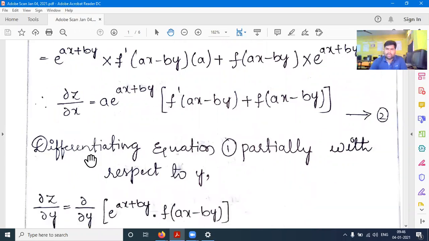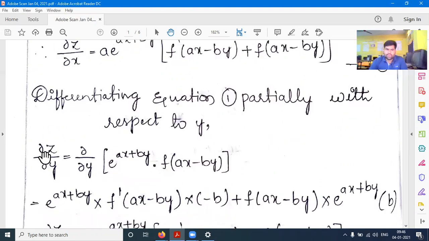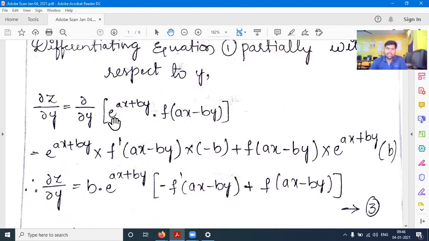Again, for equation number 1, differentiate partially with respect to y. Dou z by dou y is equal to dou by dou y of the z term, e power ax plus by into f of ax minus by. Here y is there in the exponent and also in the f function, so we apply the uv formula again.